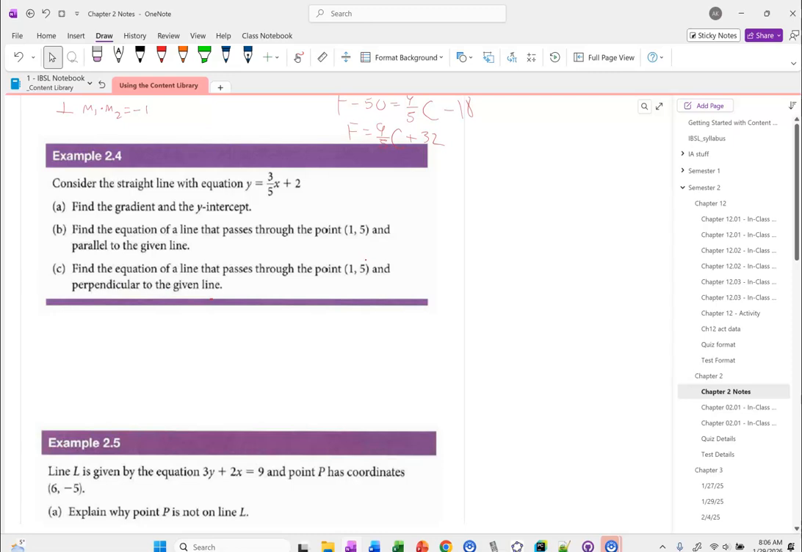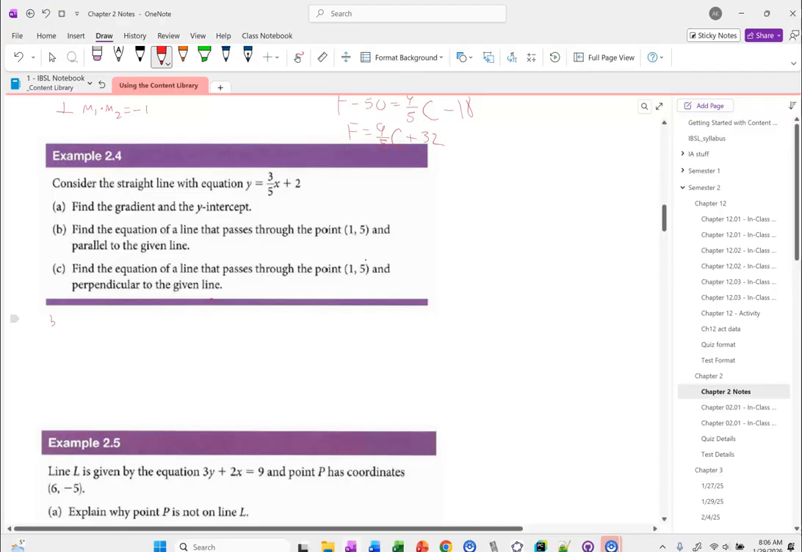It says find the equation of a line that passes through the point (1, 5) and is parallel to the line. What does the slope have to be?